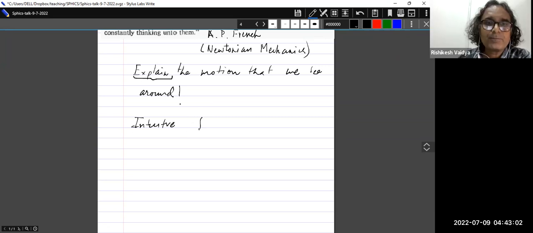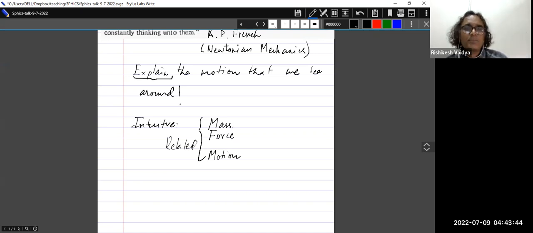Now, intuitively, we all know that this explanation of motion would rely upon three things: matter or mass, which was roughly translated as total quantity of matter, and force. And motion. Okay, so intuitively we all know that these three quantities are related.